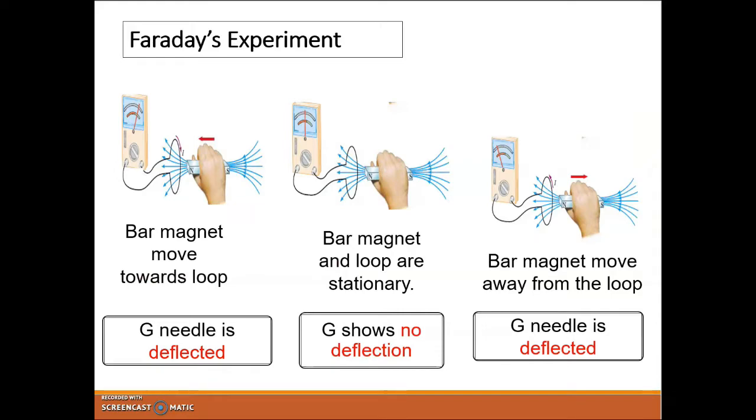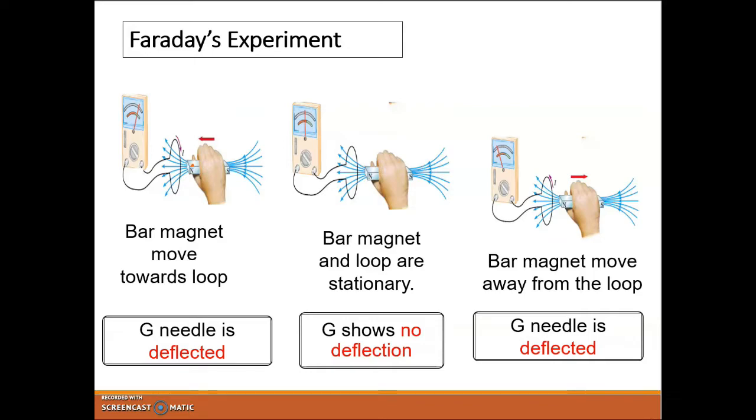Let's look at this experiment. When there is any relative motion between the coil and the bar magnet here, there is deflection of the galvanometer. The deflection of the galvanometer shows the existence of current. The current is known as induced current. When the magnetic field lines through the coil change, the induced EMF exists across the coil.